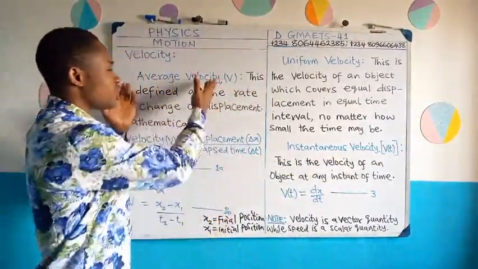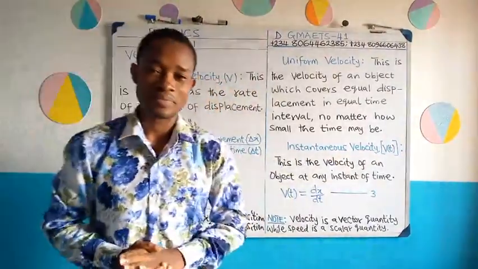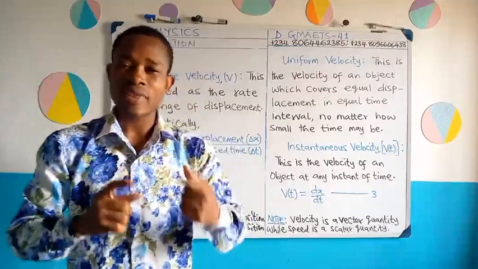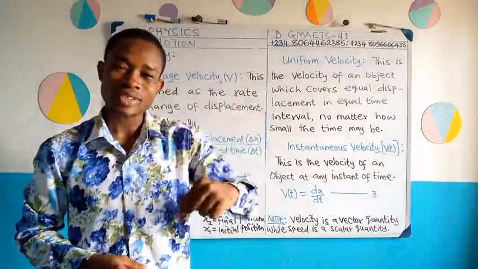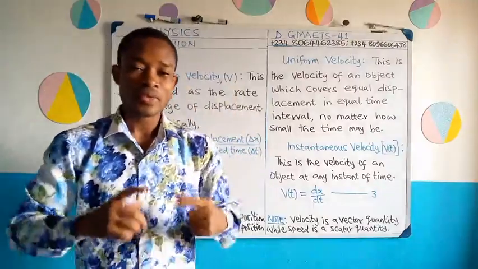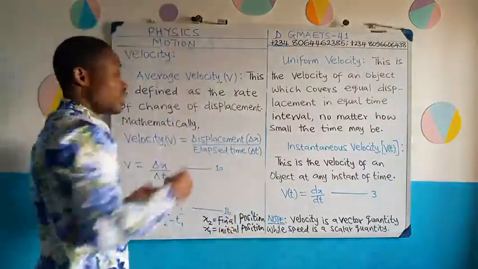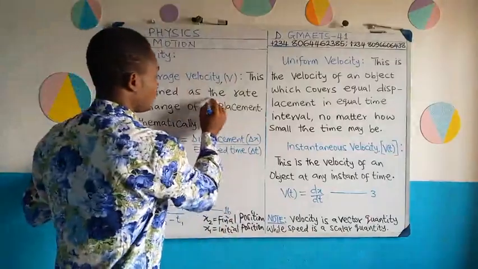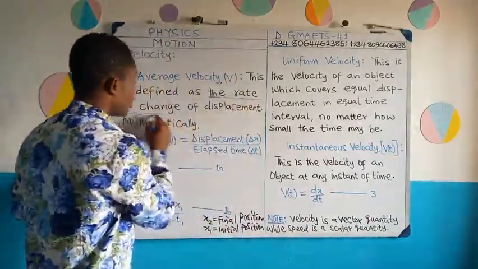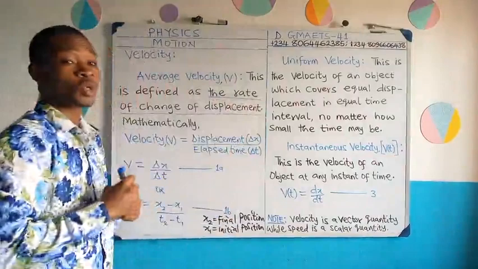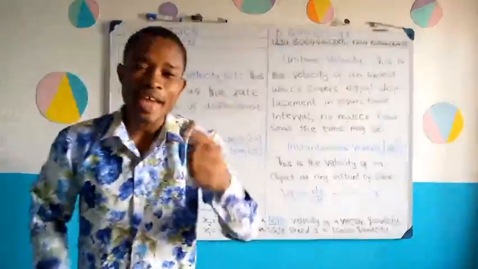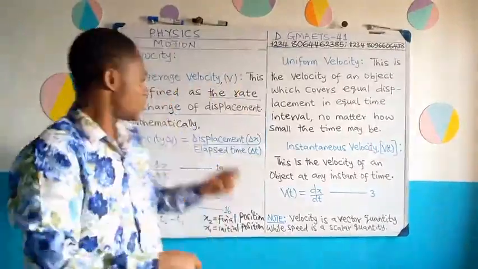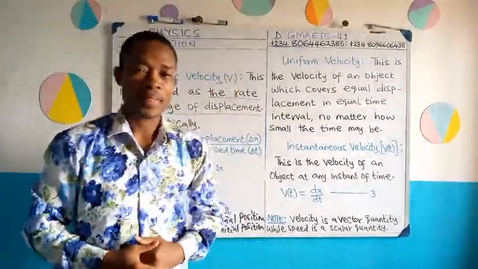What is average velocity, V? It is defined as the rate of change of displacement. Change of what? Displacement. Let me underline this and then I want to explain something quickly. The rate of change of displacement is what we call average velocity. Why did I stress this change of displacement?